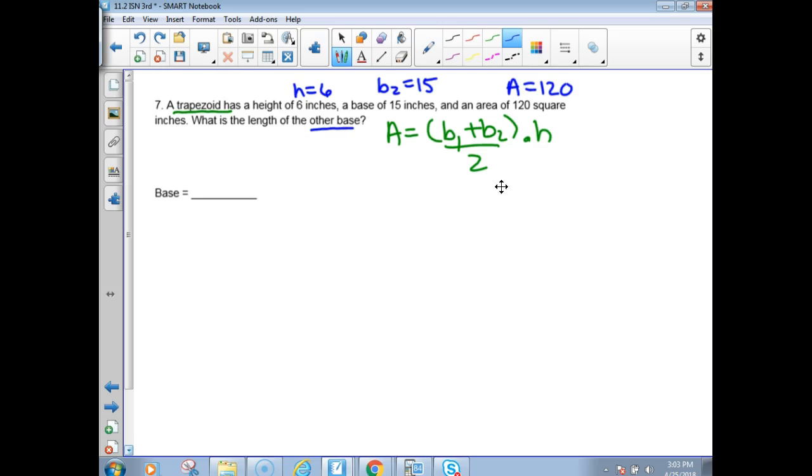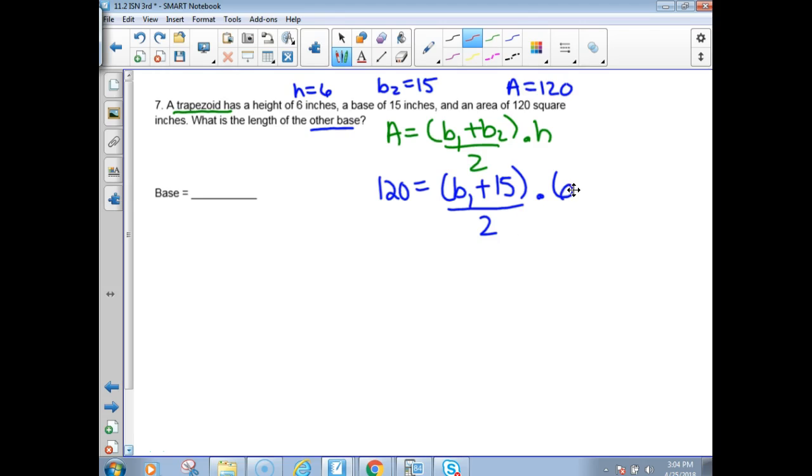Okay, so I'm going to pop all these values into the formula. I wrote down the formula so I can see where to put them. I put 120 in for A. I put 15 in for my B2 or B1, doesn't matter. And then I hit divided by 2, and then I put in 6 for my H. All right, now, what do you think we should do to start solving this and get B1 alone? First thing we could do, maybe, hint, hint. This isn't the only way to do it.